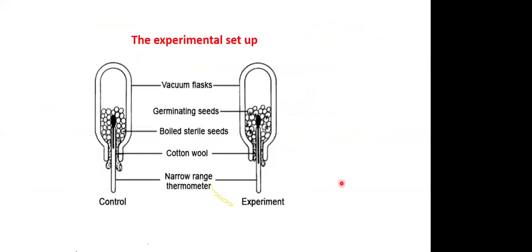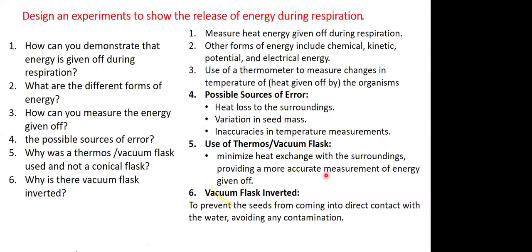sorry, you can see this is our setup. We have a vacuum flask. We have a thermometer, we have boiled seeds, we have cotton wool. Now we are saying that as we set up this, we might have errors and our results may not be very accurate. So why would there be heat loss to the surrounding, and how can we deal with that?